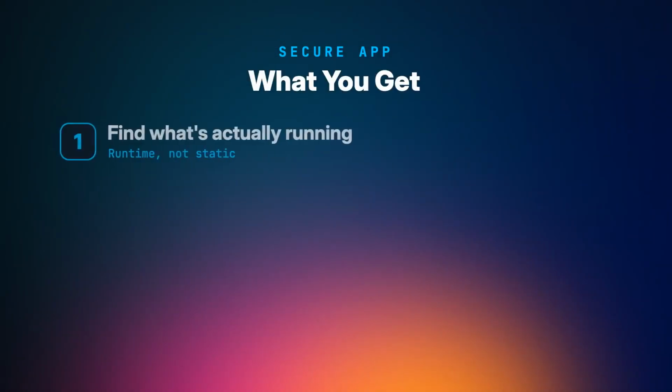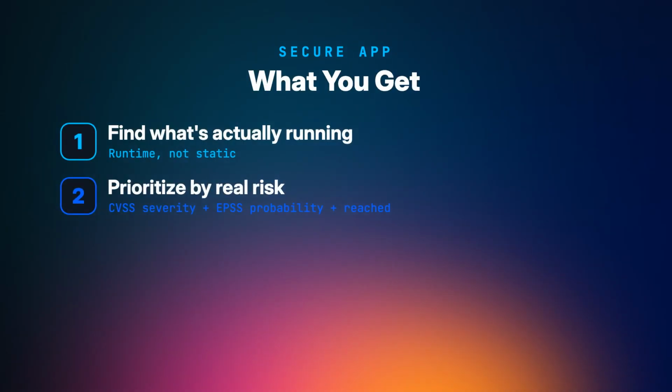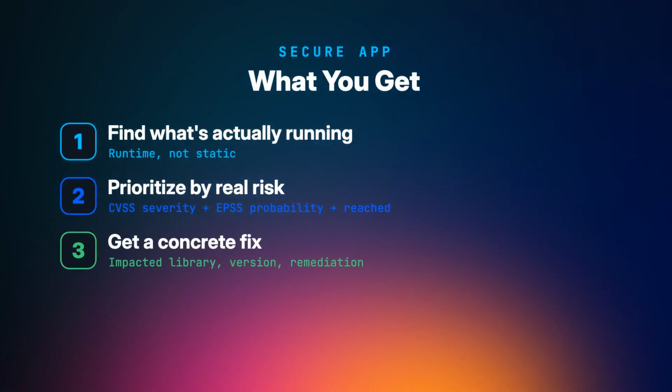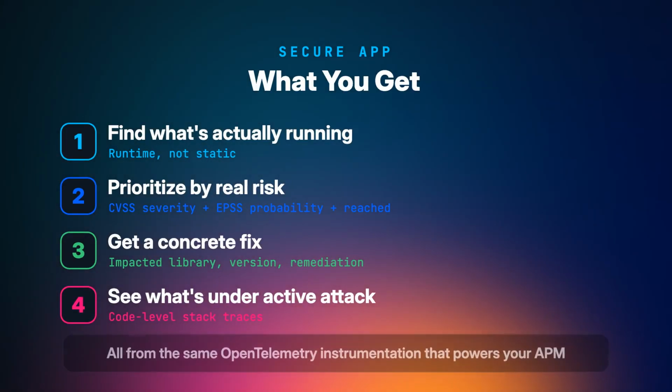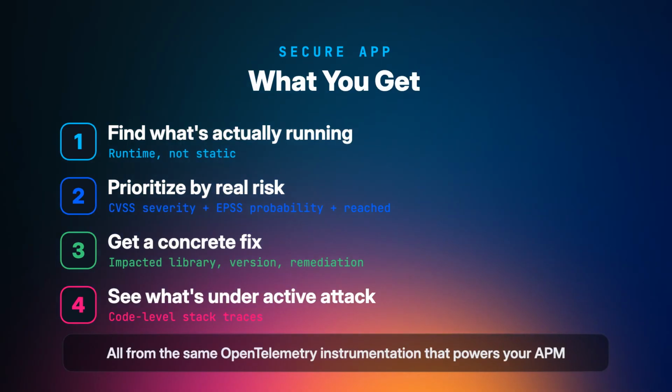Secure App helps you find the vulnerabilities that are actually running, prioritize them by real-world risk, get a concrete fix, and see which ones are under active attack, all from the same instrumentation that already powers your APM. No extra agents, no separate scanner, and you can even stream these findings straight to your security team's tools. Security becomes part of how you already understand your app.